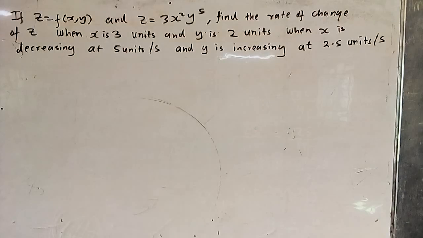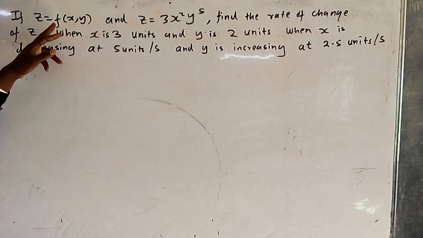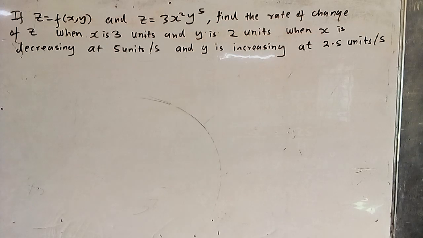So on rate of change, we have here, if z is a function of x and y, and z is 3x squared y raised to the power 5, find the rate of change of z when x is 3 units and y is 2 units, when x is decreasing at 5 units per second and y is increasing at 2 units per second. Are we together?